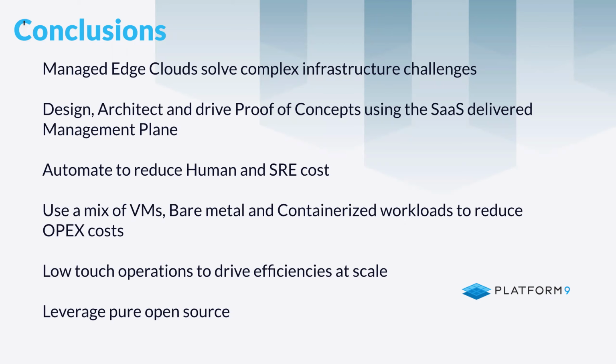In fact, we've got a free tier for anyone who wants to take Kubernetes for a spin, where you could deploy Kubernetes on everything from VMware to bare metal to OpenStack, whatever have you, or public cloud. And then we can automate a lot to reduce the human SRE cost of running the cloud. And then support the diversity you need in terms of your workloads: VMs, bare metal, containers.